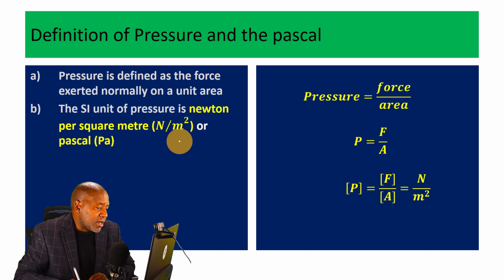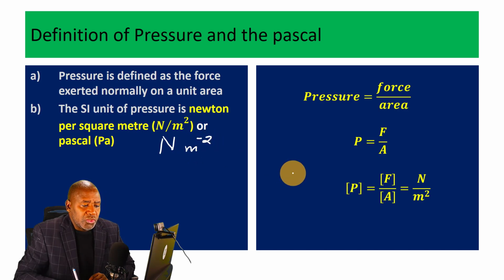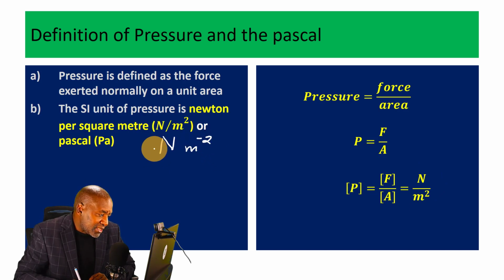Sometimes this is written like this: newtons, and then there is some space, then meters raised to -2. This one here is sometimes written like this. This is called the scientific notation, and this is the slash notation. Now the Newton per meter squared is given the name Pascal.